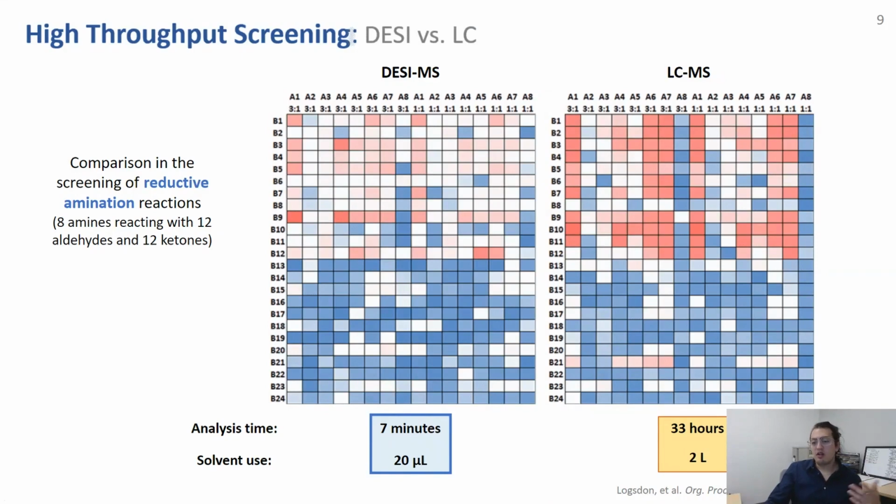If you compare the DESI results with LC-MS results, you will see that the trends are in general pretty much comparable, but what you get with DESI is that you save orders of magnitude in terms of time and solvent consumption, as you will see in the bottom of the screen. Of course, these heat maps are on the same intensity scale. You see that the DESI intensity is a little lower, but that is known. DESI gives you a little lower ion intensity than LC-MS, but the trends are pretty much identical.